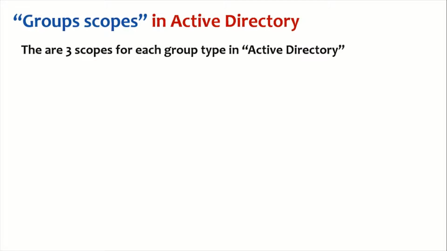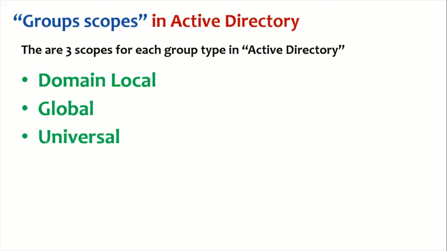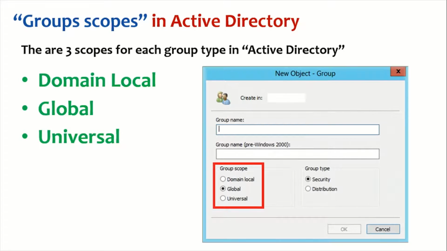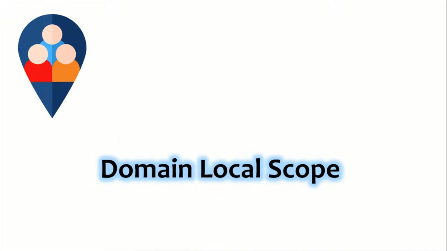So there are three scopes for each group in Active Directory: domain local, global, and universal. There are three scopes for each group type in the world of Active Directory: domain local, global, and universal. So let's have a look at all the three of them one by one. It's somewhat like this. We have two types, security and distribution, and group scopes. We have three scopes: domain local, global, and universal.